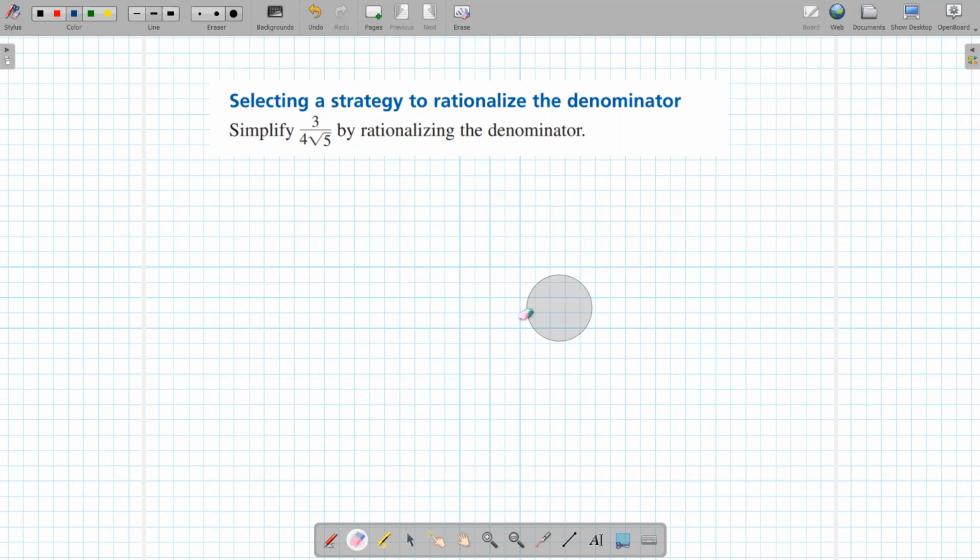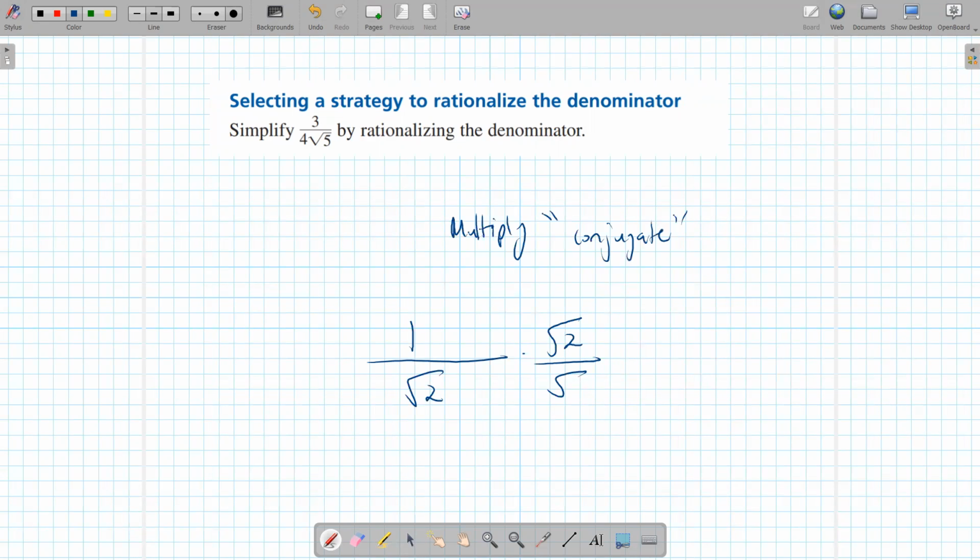How do you get rid of a square root in the denominator? You'll multiply whatever you're working with by something called its conjugate. Now, what's a conjugate? Let's look at a quick example. If you had 1 over root 2, you'll multiply this by root 2 on the top, root 2 on the bottom. The conjugate of root 2 is itself. So you'll get 1 times root 2 on the top, which is just root 2, and then root 2 times root 2 on the bottom. Root 2 times root 2 is root 2 squared. The squared cancels out with the square root sign. You'll just get a 2 on the bottom, and we've rationalized the denominator.